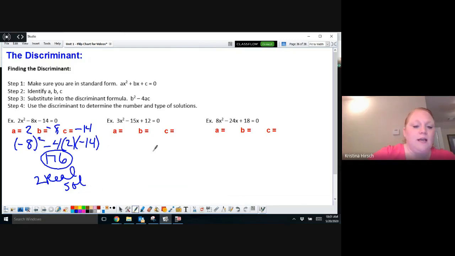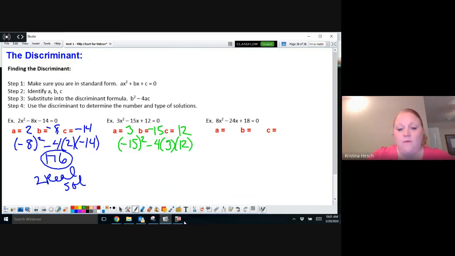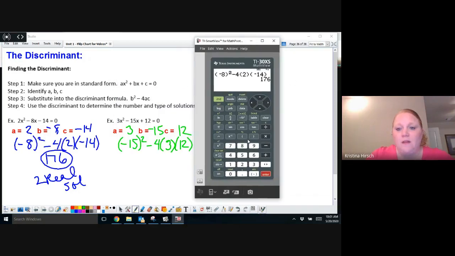For the second one, a is 3, b is -15, and c is +12. So we substitute into our formula. Again, parentheses are super helpful. So -15 squared minus 4, a is 3, and c is 12. Again, we put that in our calculator.